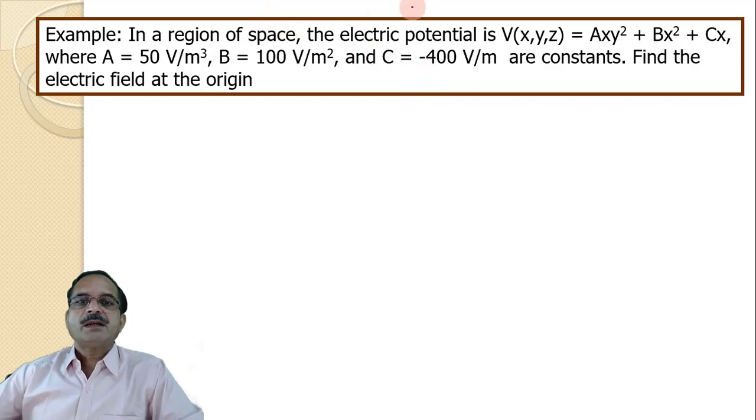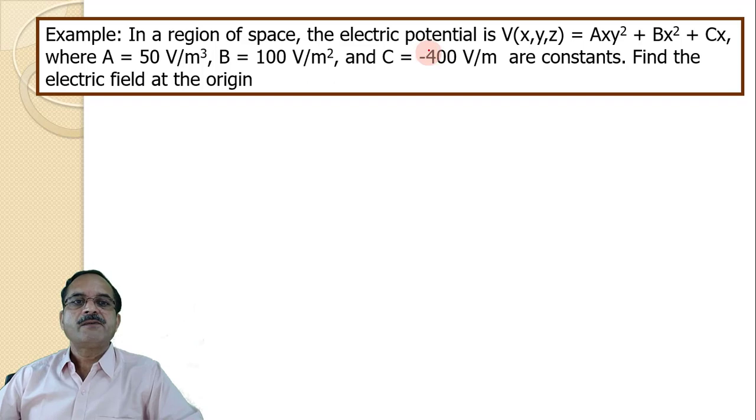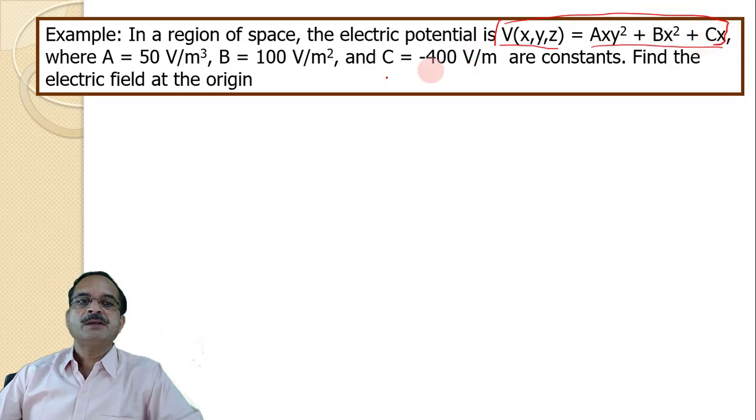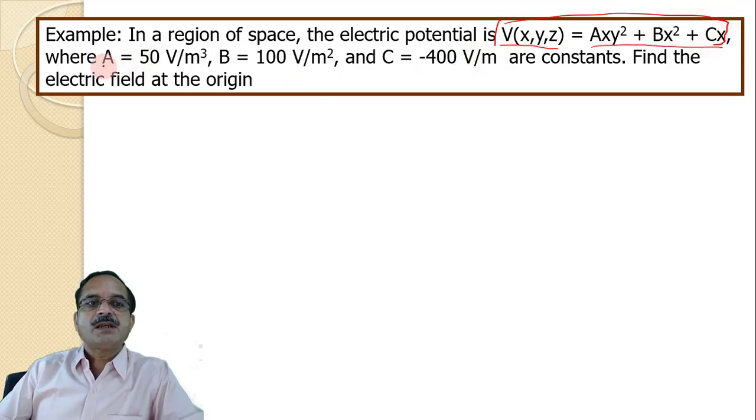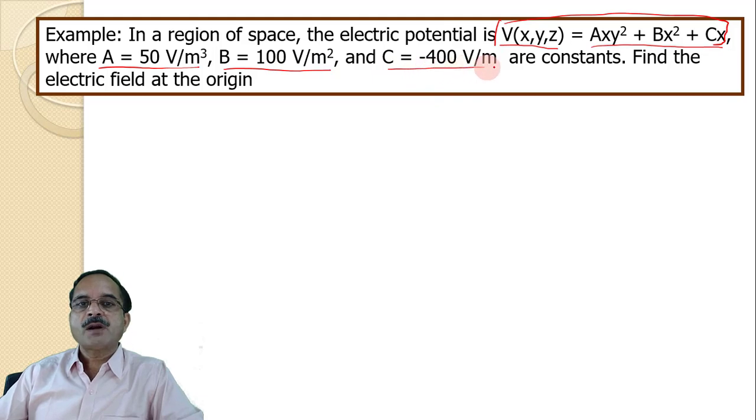Now based on this, let us see one numerical. In a region of space, the electric potential V is given by this expression, V(x,y,z) = ax y square plus bx square plus cx. So the electric potential is given by this equation. Now the values of these constants are given. A is equal to 50 volt per meter cube, B equal to 100 volt per meter square, C equal to minus 400 volt per meter are constants. Find the electric field at the origin.